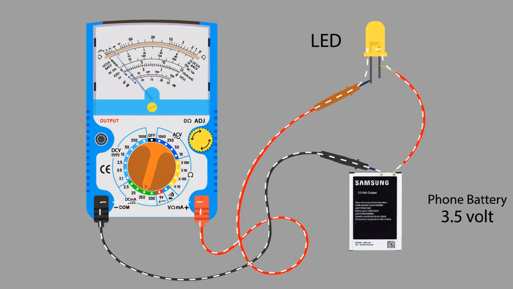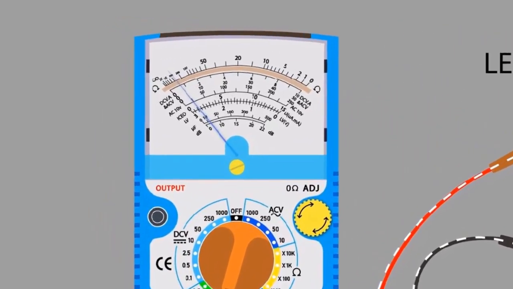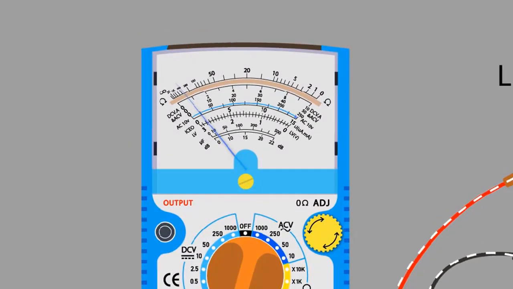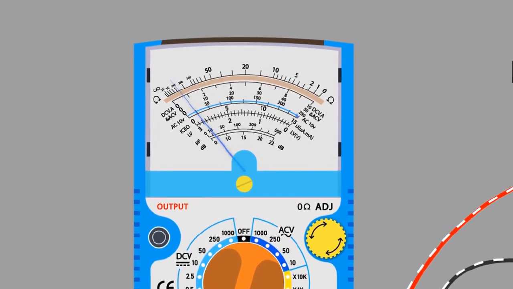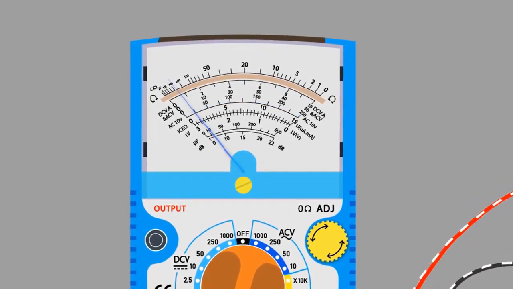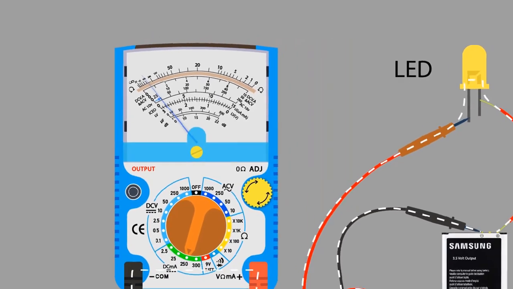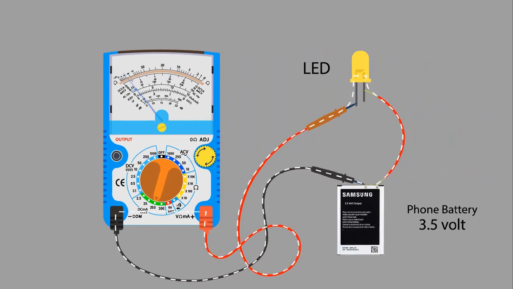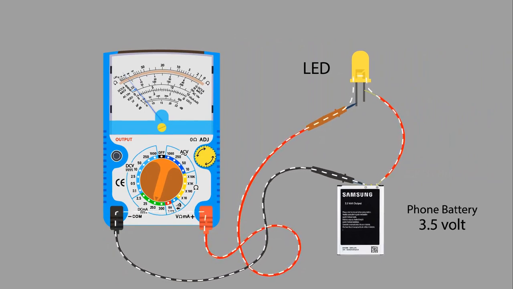Here is a question. There are many scales on the display, which scale do we need to see? We know that we have selected the 250 mA range, so we will see that scale. If we look at the needle, it is at about 25. It means our load is taking 25 mA current. Always connect the multimeter in series with the circuit to measure current. This is how we can measure DC current.